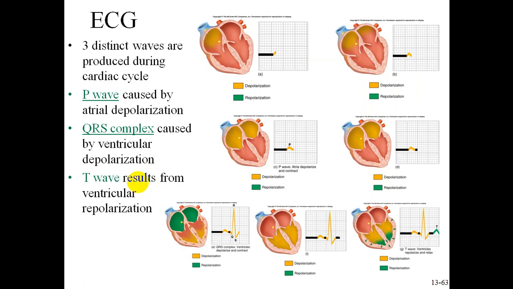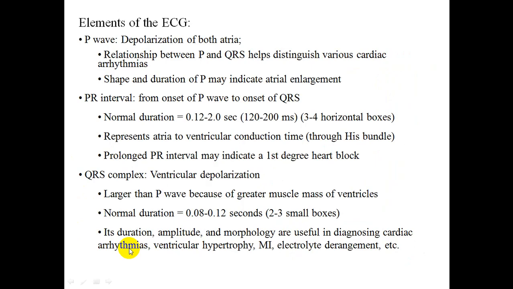There are 3 distinct waves produced during the cardiac cycle. The P wave is caused by atrial depolarization, the QRS complex is caused by ventricular depolarization, while the T wave results from ventricular repolarization. The P wave is the depolarization of both atria. The relation between P wave and QRS complex distinguishes various arrhythmias.